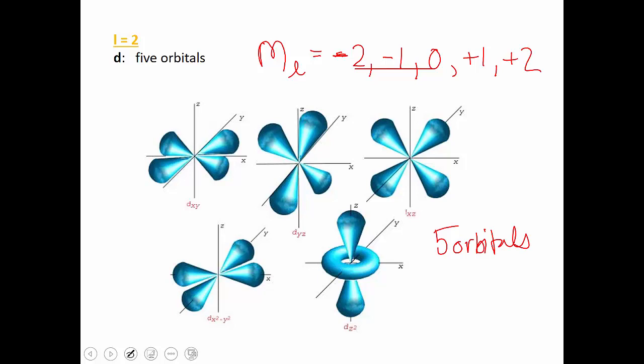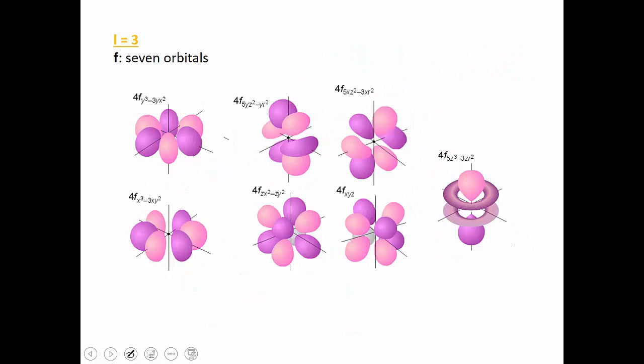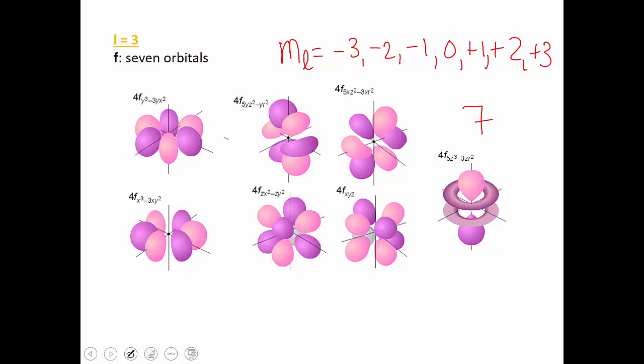And our last type of subshell, F, has an L value of 3. There are 7 orbitals, so there will be 7 M sub L values, and these values go from -3 to +3. So we can have M sub L values of -3, -2, -1, 0, +1, +2, and +3, and that is 7 values for 7 orbitals.